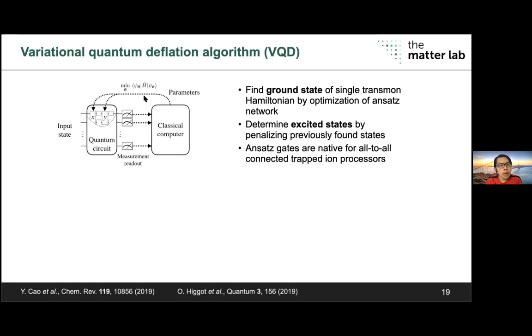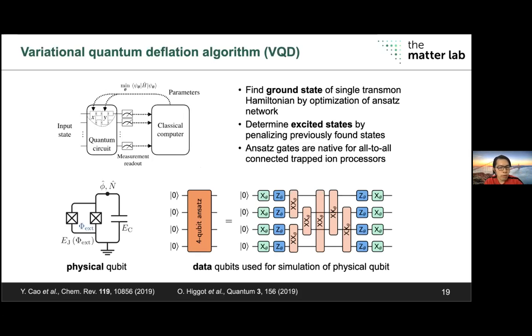Then what you do is take these energy evaluations and give them to a classical computer, which feeds back to the quantum circuit, changing the parameters in the quantum circuit. You just loop this feedback loop again and again, hoping that eventually we will arrive at the minimum, the ground state energy of the transmon Hamiltonian, and thereby find the energy of that. So here is the circuit diagram that I showed earlier.